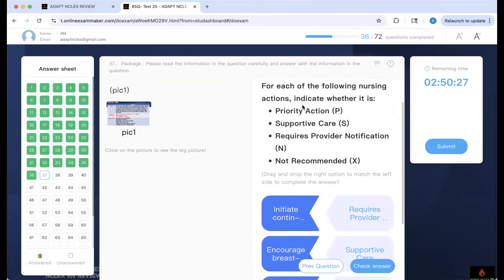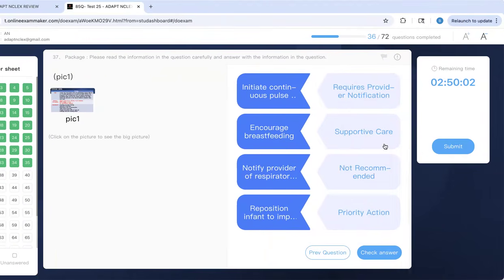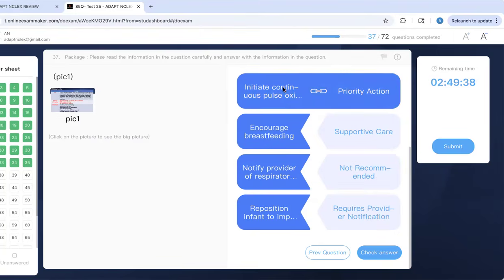For each of the following nursing actions, indicate whether it is what? Priority action, should we institute it as a priority, or is this supportive care, or does it require provider notification, or not recommended? So, what do you think? Initiate continuous pulse oximetry. Is that okay? Encourage breastfeeding. Notify the provider of the respiratory status. Reposition the infant. Which one do you think is supportive care, recommended, priority, and requires intervention? Continuous pulse oximetry, this is a priority thing we should follow. Breastfeeding right now is not recommended.